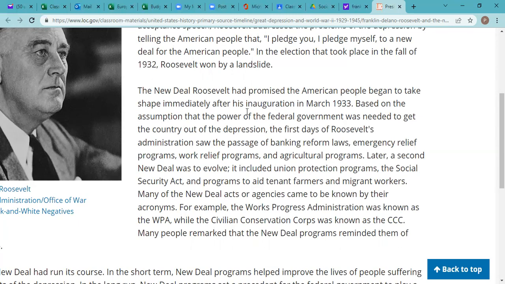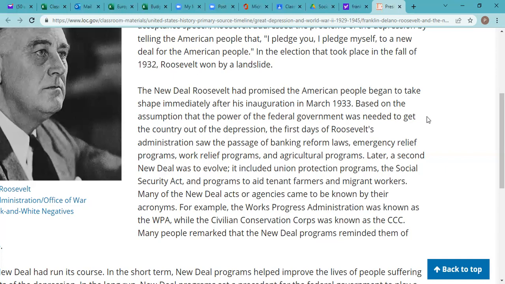Based on the assumption that the power of the federal government was needed to get the country out of the Depression. The first days of Roosevelt's administration saw the passage of bank reform laws, emergency relief programs, work relief programs, and agricultural programs. So later, a second New Deal was going to evolve after that. It included union protection programs, the Social Security Act, and programs to aid tenant farmers and migrant workers.